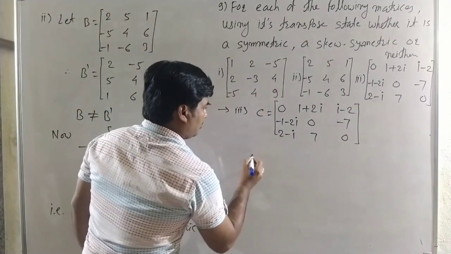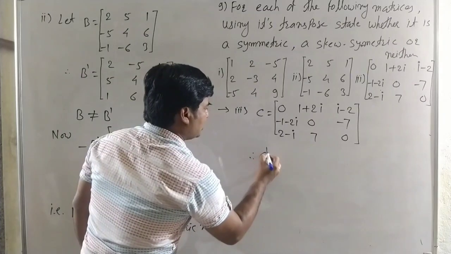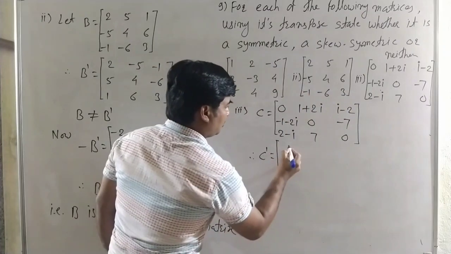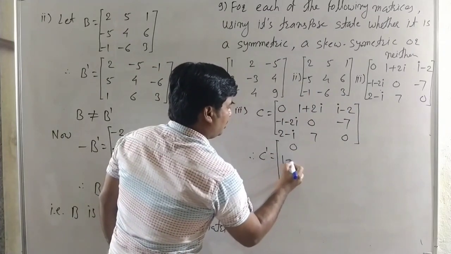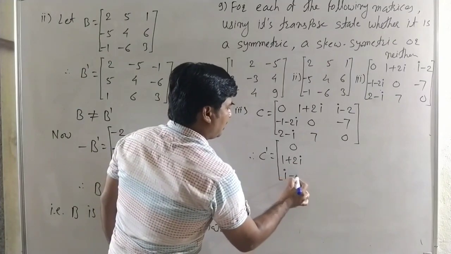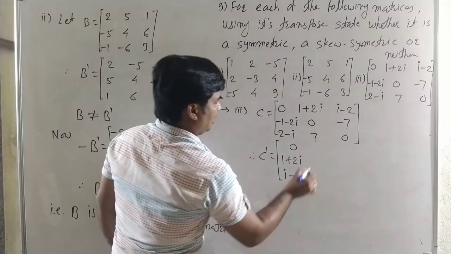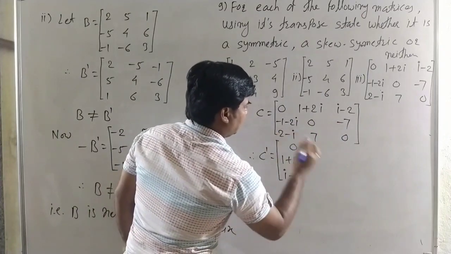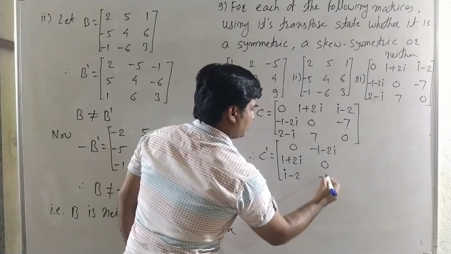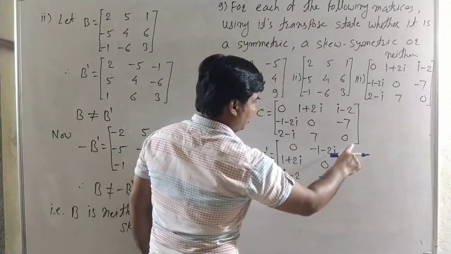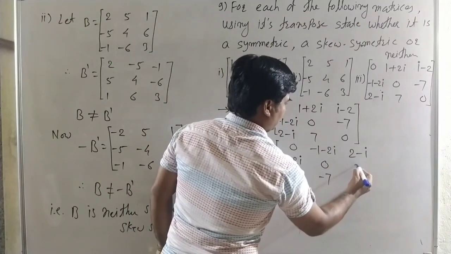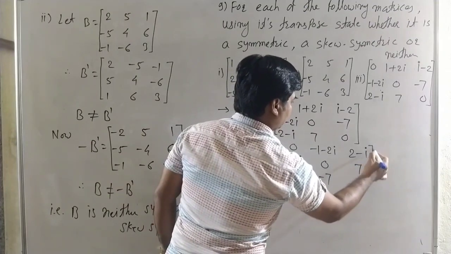Okay. Now, first we find the transpose. Therefore, C dash. See carefully. Row becomes column. Therefore it is 0, 1 plus 2i, and i minus 2. Now, then it is minus 1 minus 2i, 0, and minus 7. And last, third row becomes third column: 2 minus i, 7, and 0. Okay.